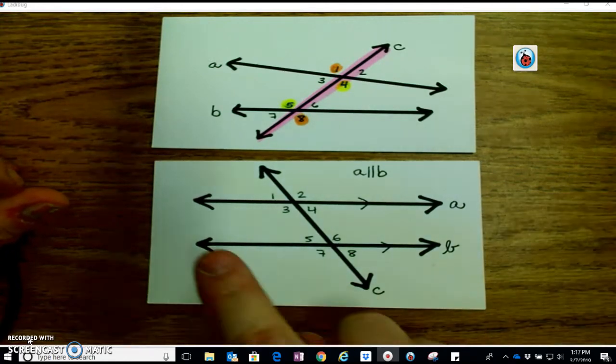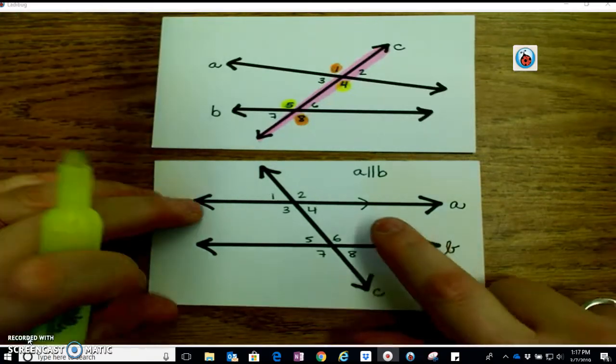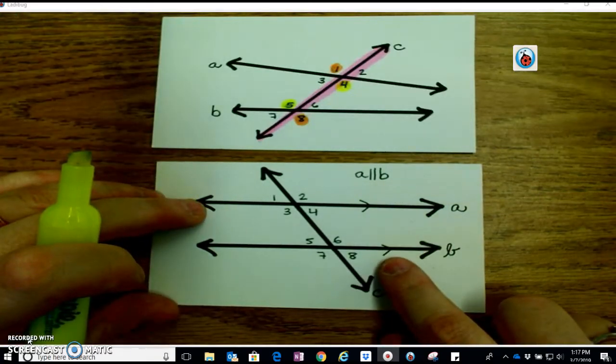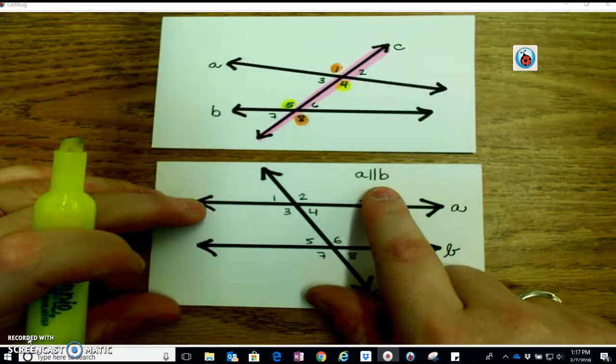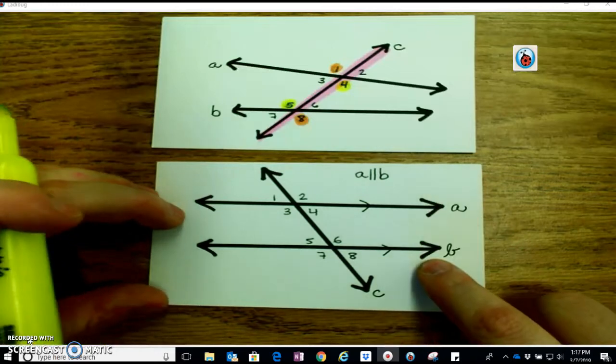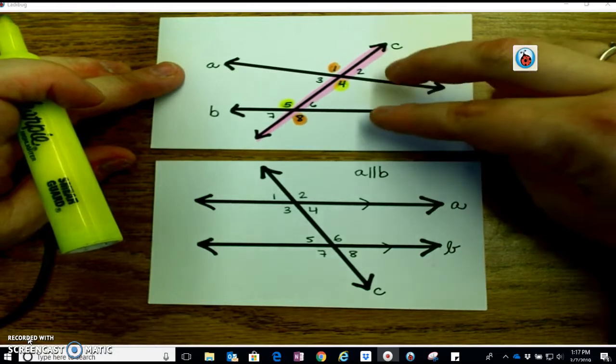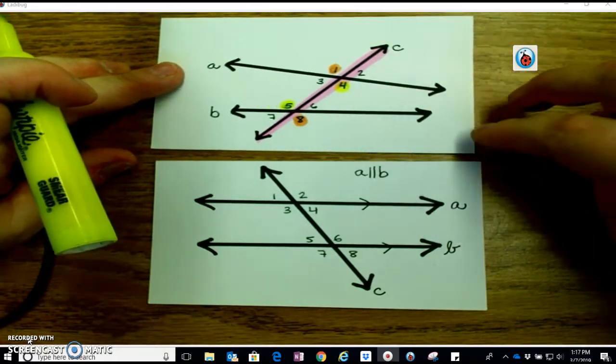Yep, line C is going in a different direction. We have lines A and B. But what does this symbol here mean? If you saw what I wrote up here, that means A is parallel to B. So it's saying that line A is parallel to B. Whereas up here, I don't have any marks, and we can see that if I were to extend these, they would eventually cross.